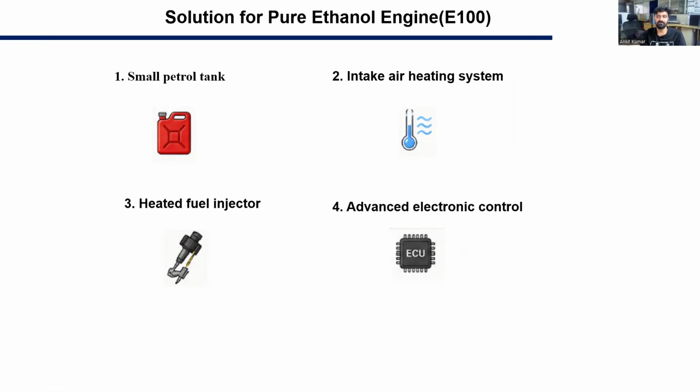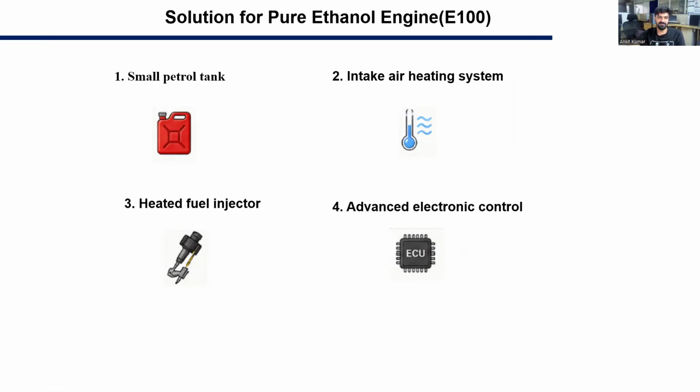And then we should have advanced electronic control, where the spark plug should wait till the fuel gets heated, and when it reaches that optimum temperature, the spark plug will ignite the fuel, right? In order to do that, you should have an advanced electronic control system. So I have just given you four examples. This is something that we can incorporate, or we can modify the engine, if you are using ethanol as a fuel, right? So this is all about the solution for a pure ethanol engine.